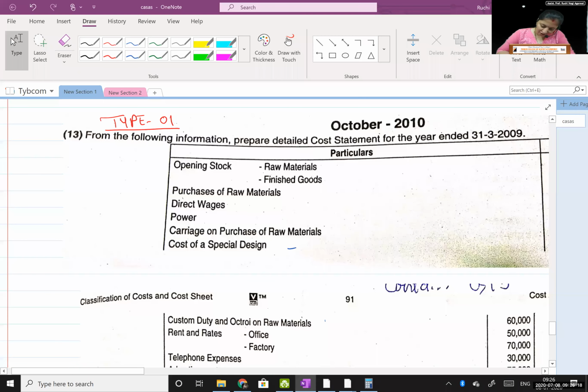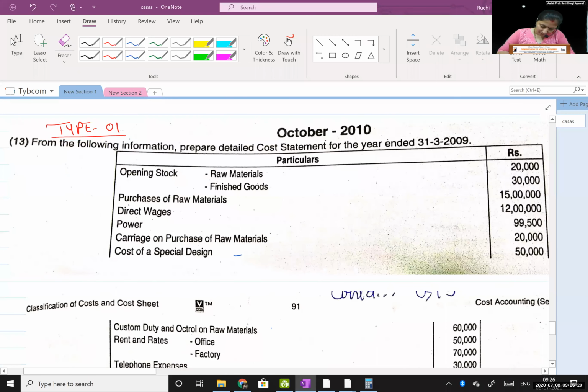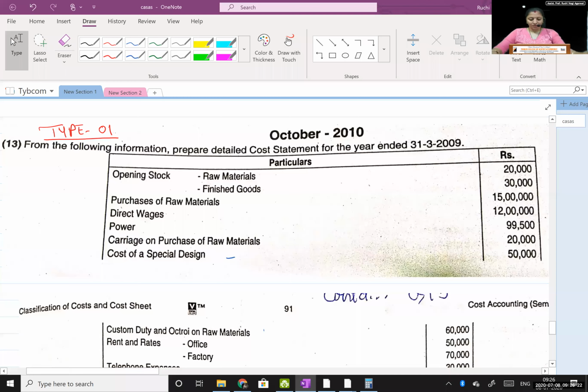Question number 13. Okay. Answers in the chat box. Yeah, obviously. No. Yeah, Radhya, we are still doing type 1 sums only. When I come to type 2, I will obviously inform you first.